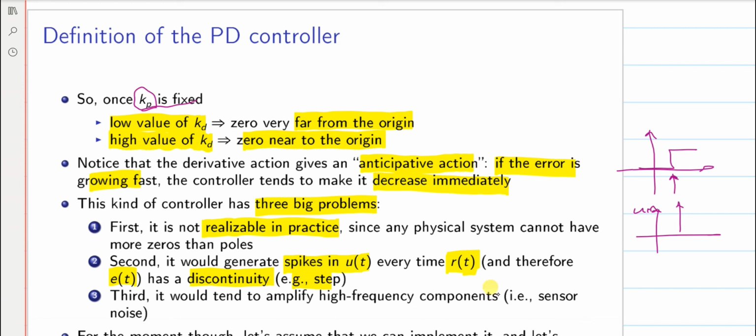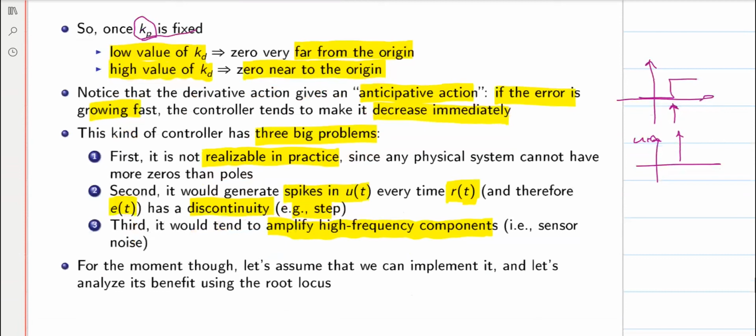The third problem that we have is that this kind of controller tends to amplify high frequency components. As the controller is taking the derivative of the error, if there are high frequency components, their derivative will be high in terms of the magnitude, and then they will become amplified more. An example of such a high frequency component would be the sensor noise. So PD controllers are not good in dealing with the sensor noise.